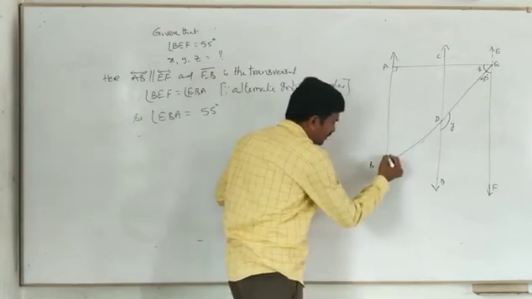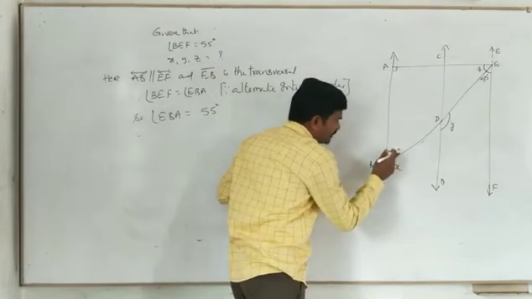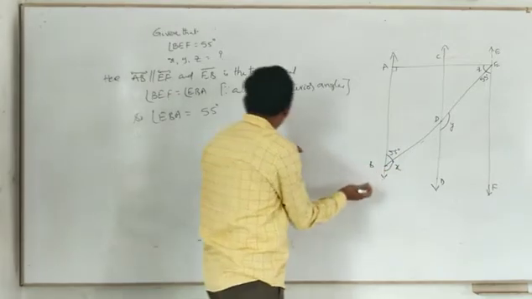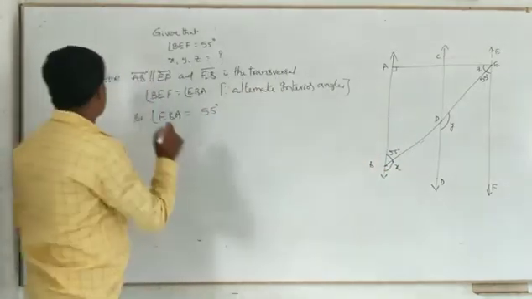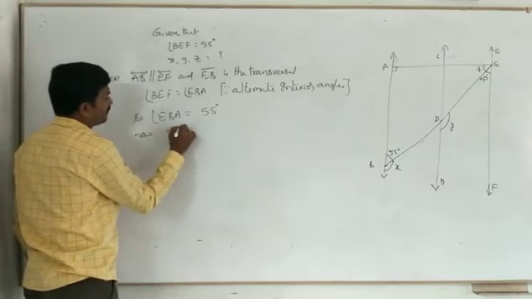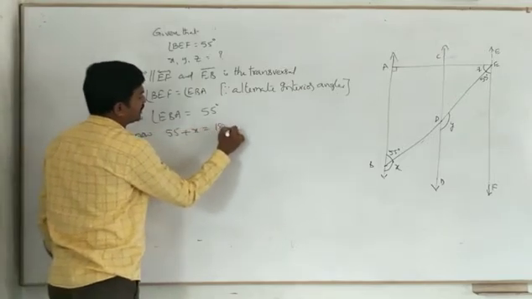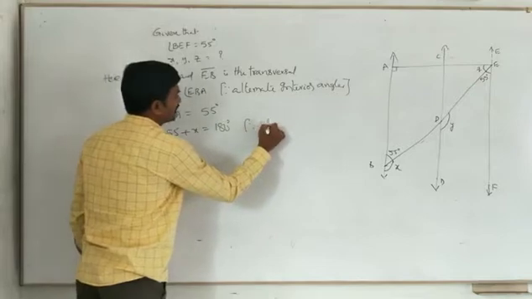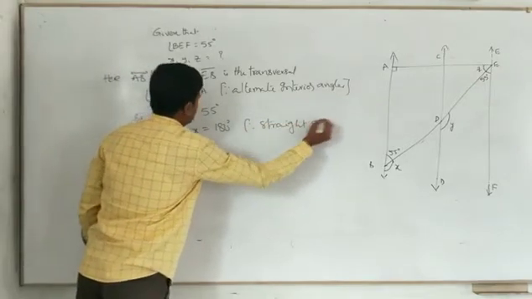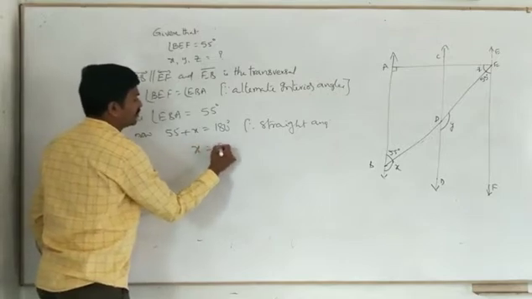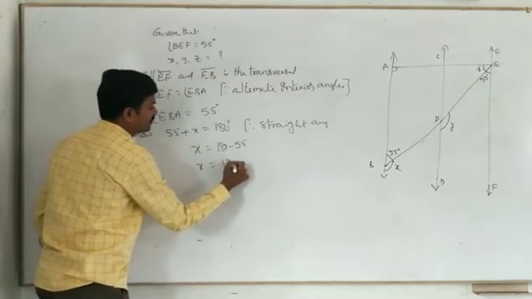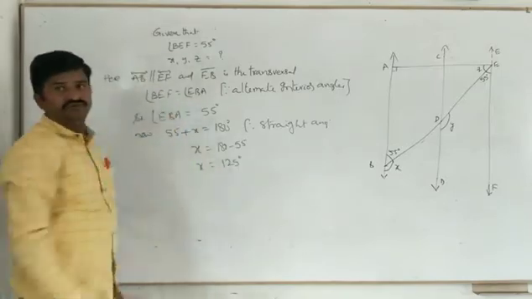EBA means this is how much we got? 55. If it is 55, shall we be able to find X? Because it is a straight angle or not? Yes. Because of that I found that angle. Now, 55 plus X equals 180, since it is a straight angle. Then X equals how much? 180 minus 55. X equals 125. So one of the values we found.